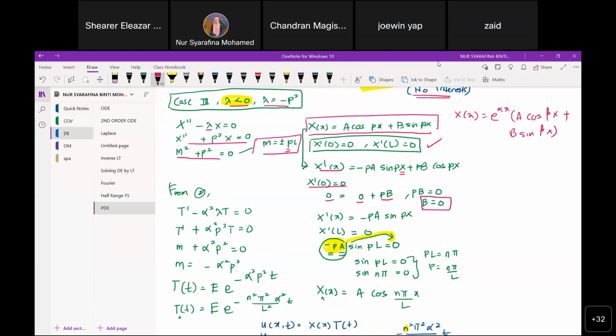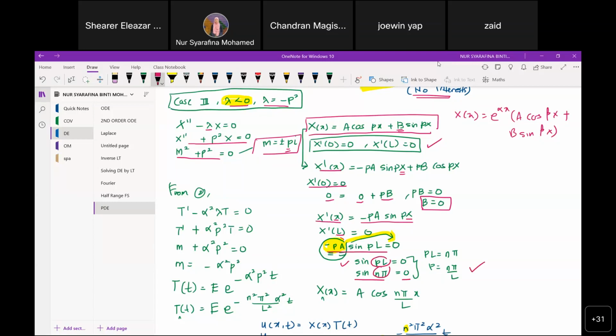Okay. Now, second condition, when b equals to 0, just substitute b equals 0. So your x prime will give you negative pa sine px. So when x equals to L, substitute L here, then negative pa sine pL equals to 0. Put this to the right hand side, will give you sine pL equals to 0. Remember in Fourier series, sine of n pi is 0. So pL equals to n pi, then p equals to n pi over L.